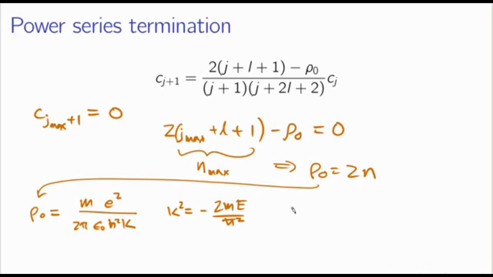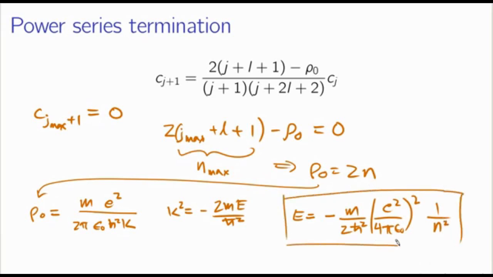What that means, after you solve these equations for E, since E is really the interesting physical parameter, is that the energy is minus, and I'll write this in the traditional way, m over 2 h bar squared times e squared over 4 pi epsilon naught, quantity squared, 1 over n squared. This tells you the allowed energies of the hydrogen atom, essentially. So this is a really important formula since it tells you about the properties of something that actually exists in nature, unlike quantum harmonic oscillators and particles in one-dimensional boxes.